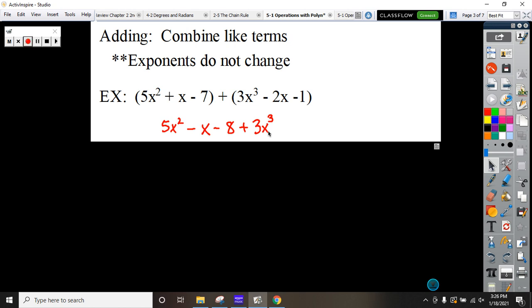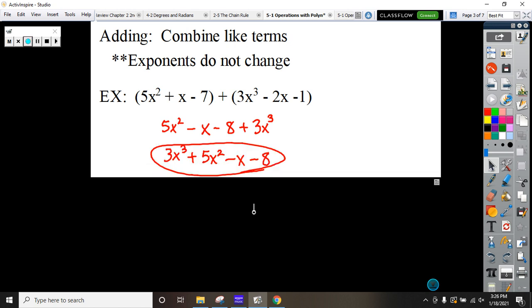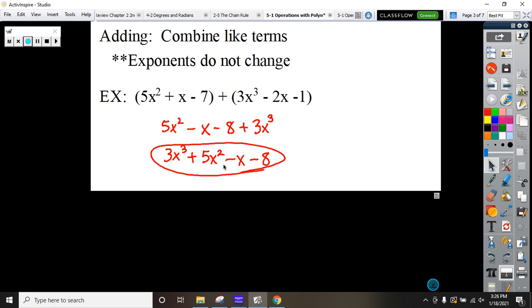Once we add, the only thing to do before we circle our answer is make sure we have it in standard form. We want to make sure that the highest exponent comes first, which the way I have it written right now, it's not. The 3x to the third is written here at the end. It needs to go at the beginning. So before I circle my answer, I'm going to rewrite it in proper order. The 3x to the third should come first, then the 5x squared, then the negative x, then the negative 8. That would be my final answer.